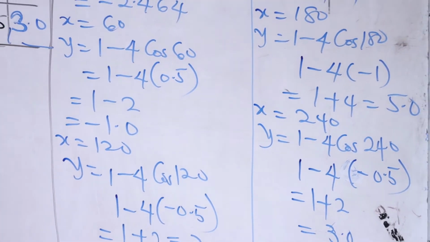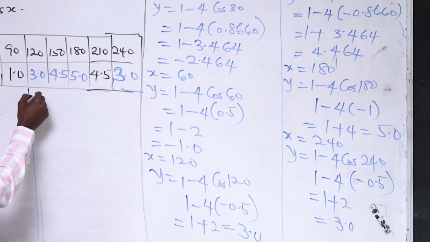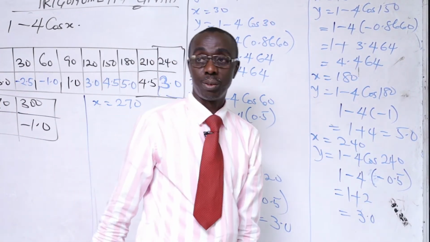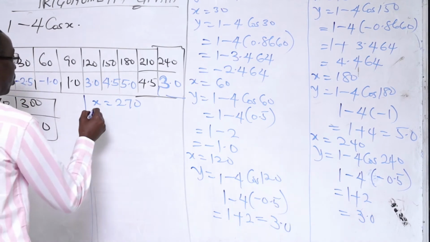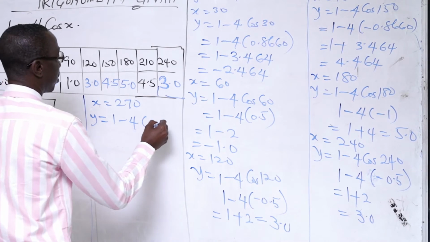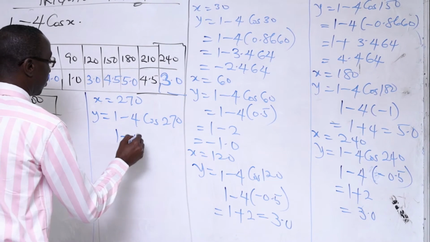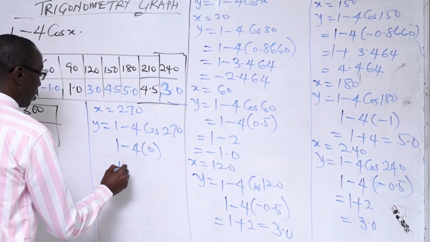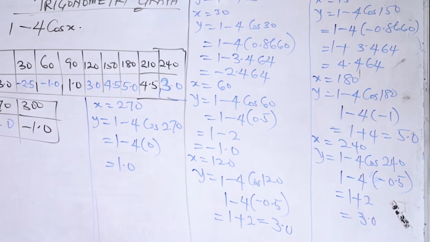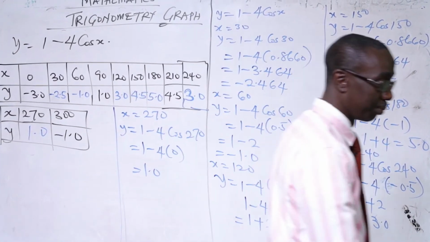And the last one is what? 270. X is equal to 270. If 180 gave us minus 1, 270 will be 0. So y is equal to 1 minus 4 cos 270. Cos 270 is 0. Confirmed? Yes, sir. Now our table is completed. We have completed that table.